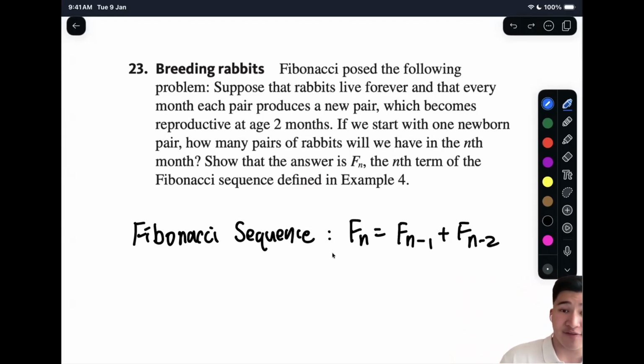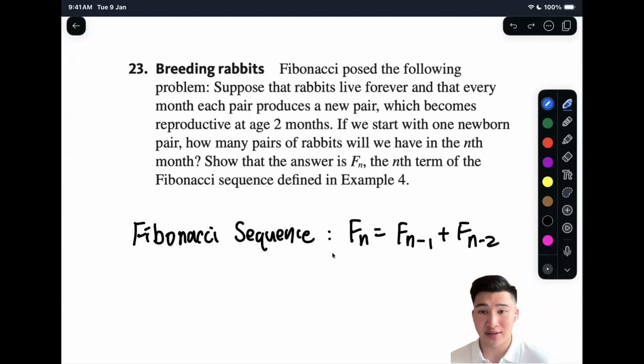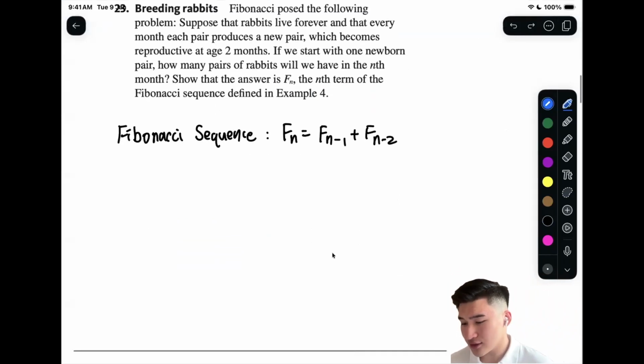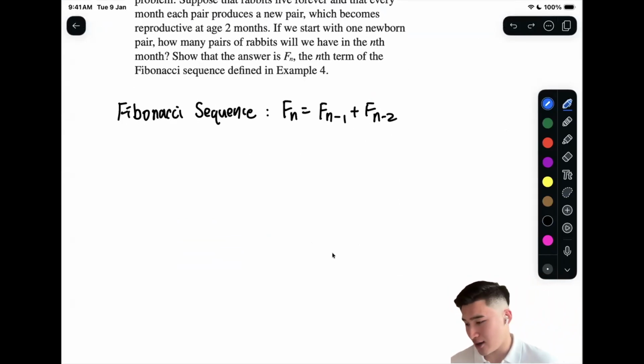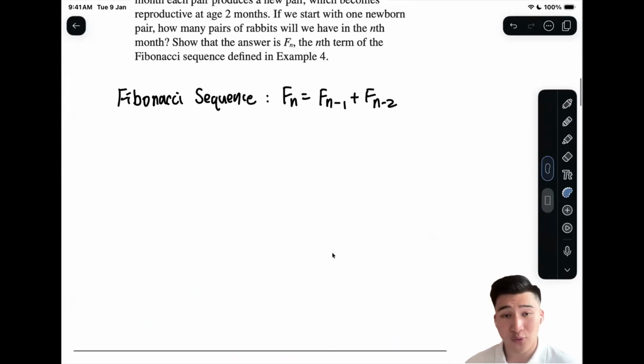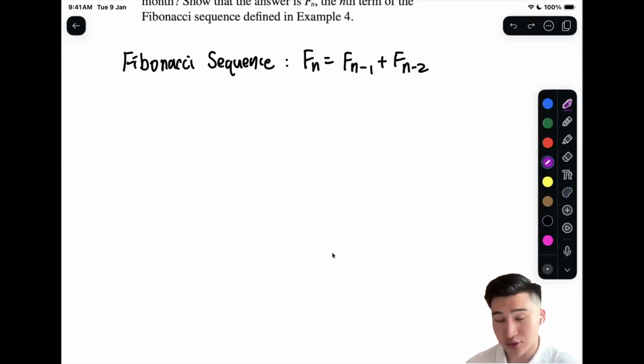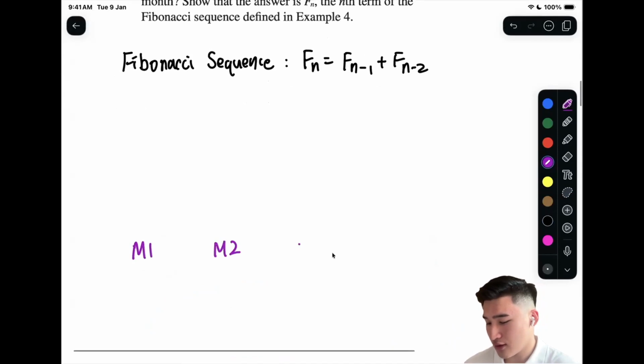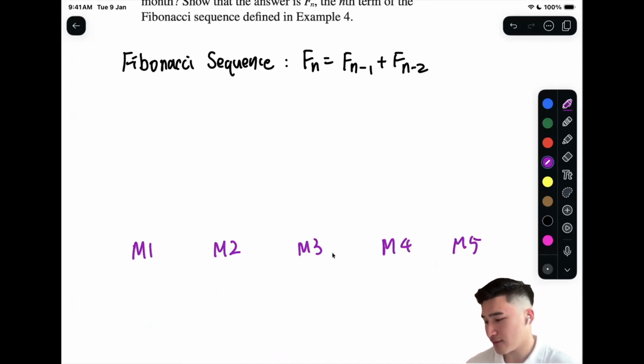Show that the answer is Fn, where the nth term is the Fibonacci sequence defined in example 4, but I've put it down here. Okay, so for this question, let's start with drawing a diagram and understand what's going on. So let's do 5 months: month 1, month 2, month 3, month 4, and month 5.